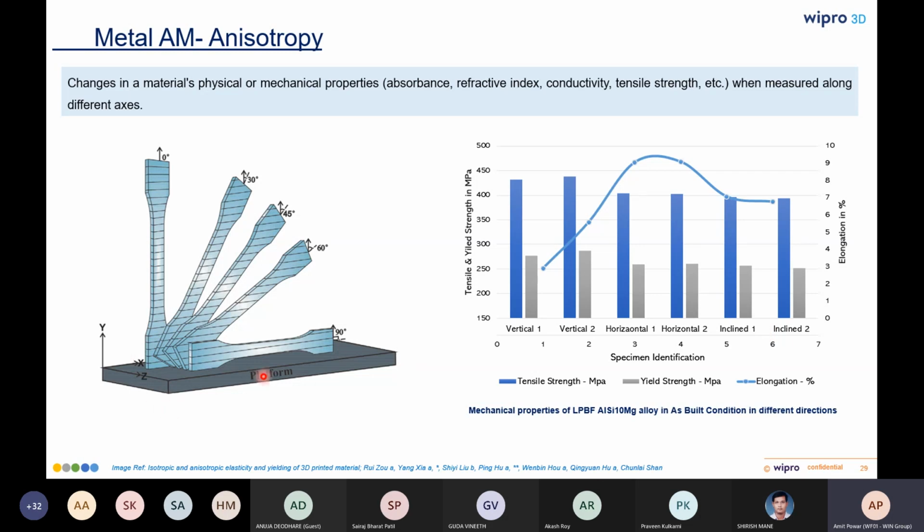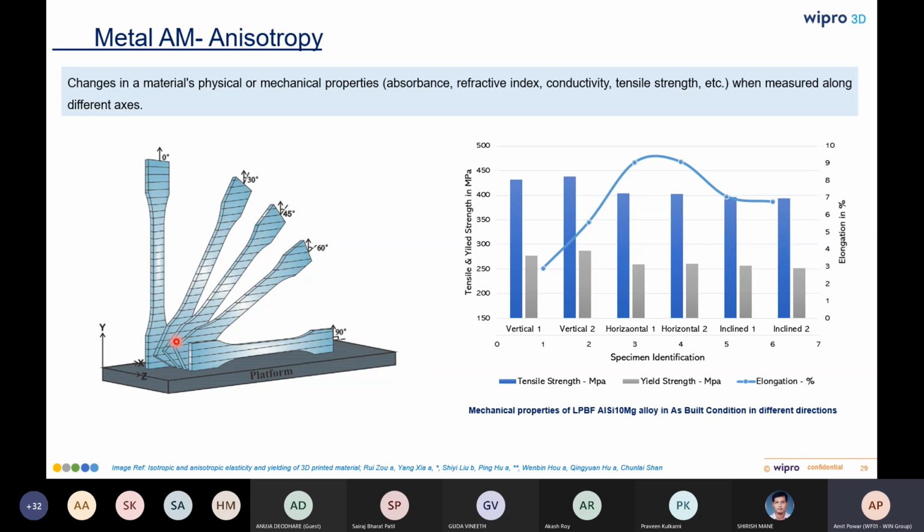Suppose this is our platform or base plate, and we are printing test coupons in different directions, like only three directions I'll take for the moment: horizontal, vertical, and inclined at 45 degrees. If I test these three types of coupons, I'll get different results. So basically, anisotropy is there in every manufacturing process.